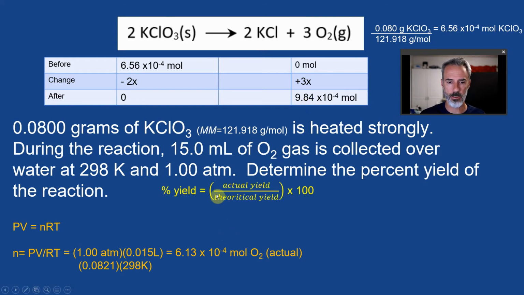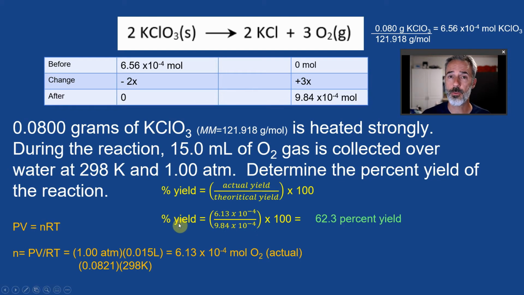Well, if we actually calculate the percent yield, easy enough, right? Actual divided by theoretical, plug in my numbers, and sure enough, I get 62.3%. Pat ourselves on the back. Good job. The only problem is, that's not right.